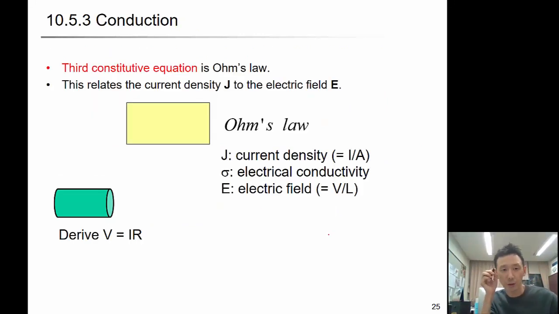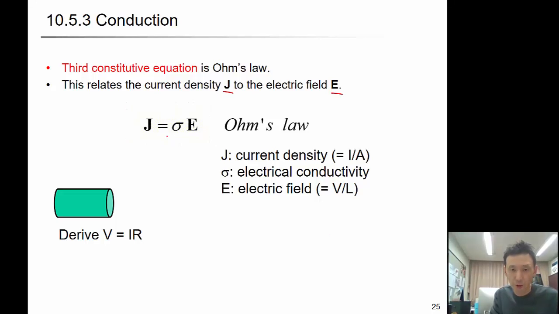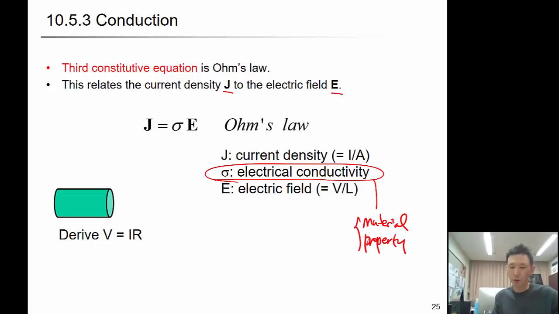And lastly, the third constitutive equation is Ohm's law. This relates the current density J to the electric field E, and J equals sigma times E, and here sigma is the electric conductivity of the material. So it's a material property.